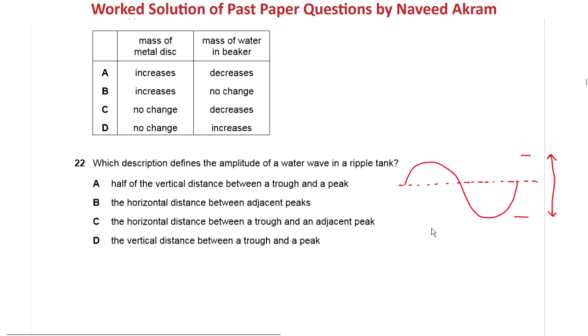B is the horizontal distance between adjacent peaks. No, the horizontal distance between adjacent peaks is the wavelength, not the amplitude. C, the horizontal distance between a trough and an adjacent peak. No, it will not be equal to the amplitude, because amplitude is a vertical distance. D, the vertical distance between a trough and a peak. No, the vertical distance between a trough and a peak is twice the amplitude, not the amplitude. So option A is the right answer.